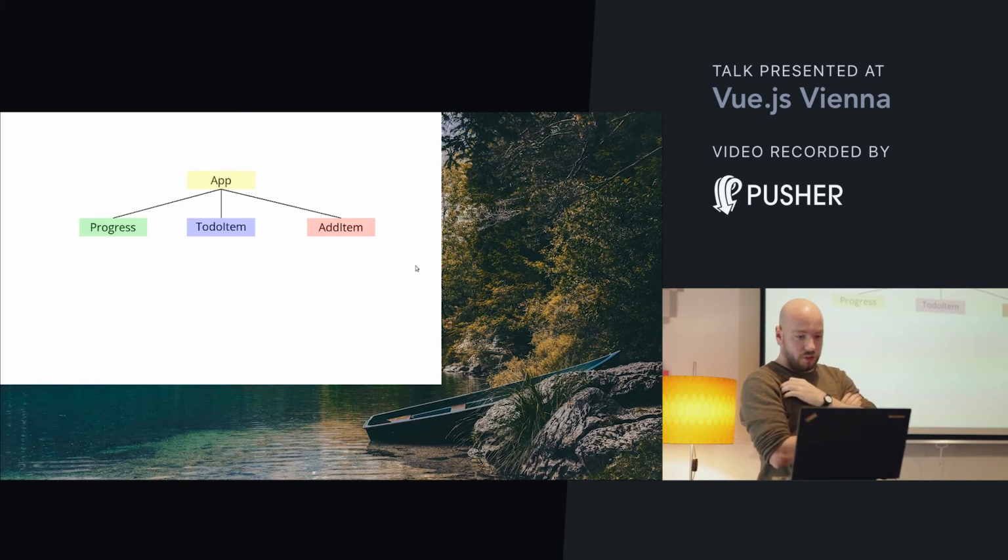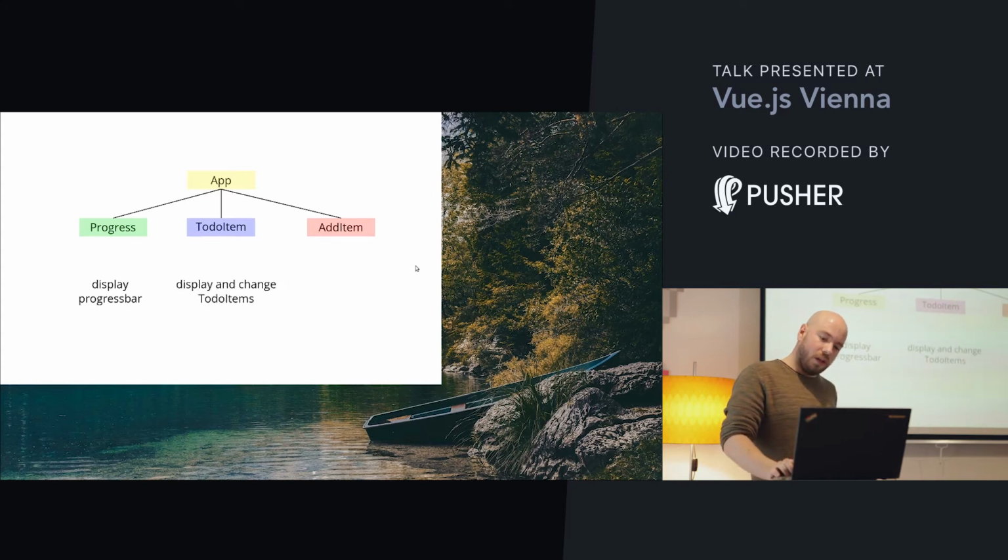So if we visualize it as a tree, it could look like this. We have all small components. Starting from the app component, we have the progress, the to-do item, and add item in a tree-like structure, similar to the DOM as we know it. And the progress bar's only purpose is displaying the progress bar. The to-do item displays and changes the to-do items, and the add item component is responsible for creating new items.